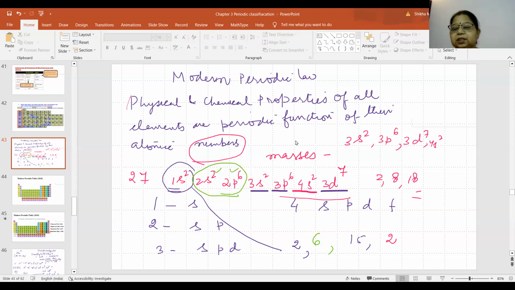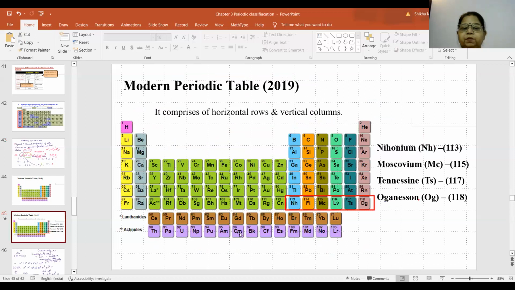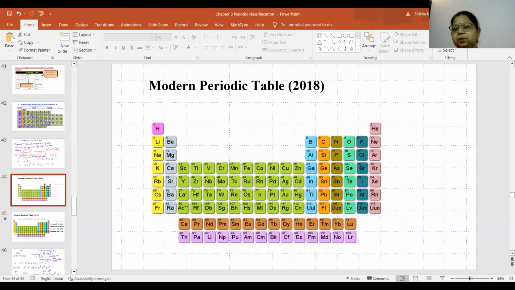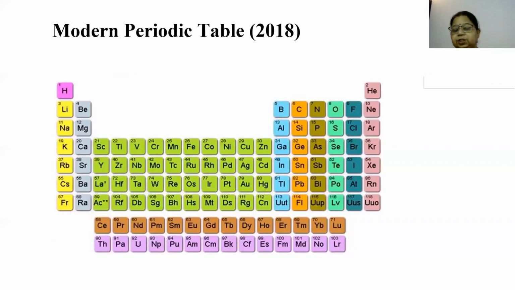D7 means that the last electron is entering into the D subshell. That means it has to be found in the D block. I will roughly give you an idea of the blocks in the periodic table. Before that, let me share how the modern periodic table looked in 2018.